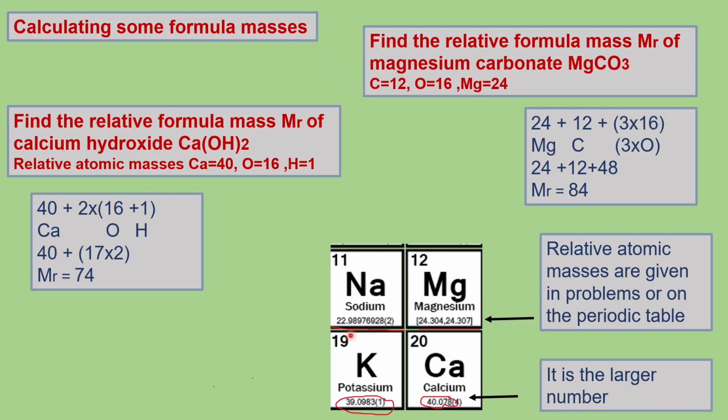You approximate the number to the nearest whole number. 23, 24 for magnesium, and the relative atomic mass for potassium is 39. The relative atomic mass for calcium is 40. It is the larger number of the two, and you can get it from the periodic table as well.